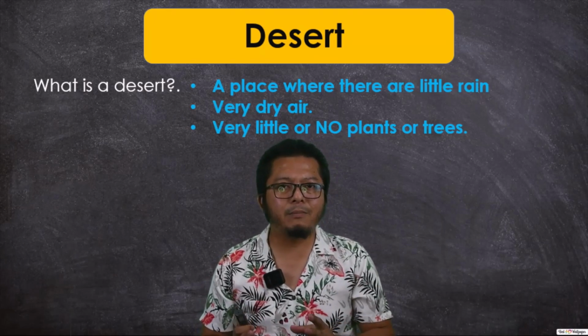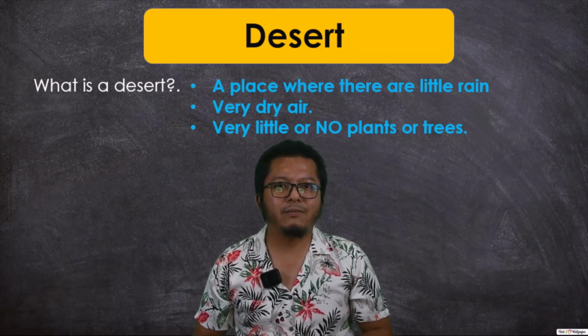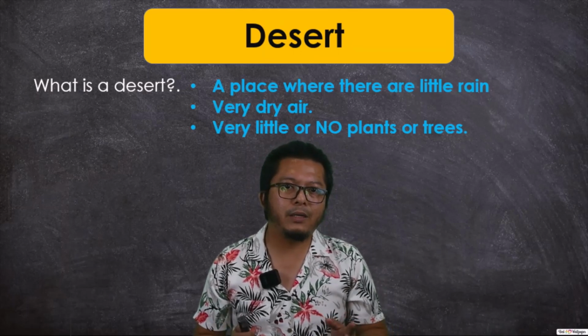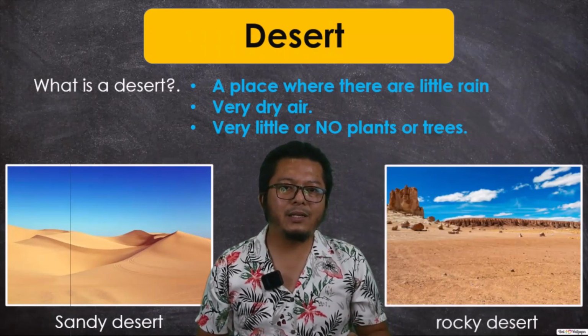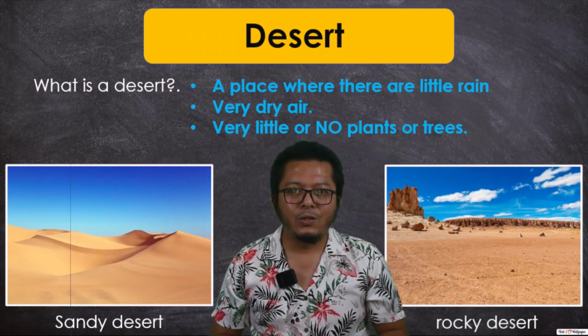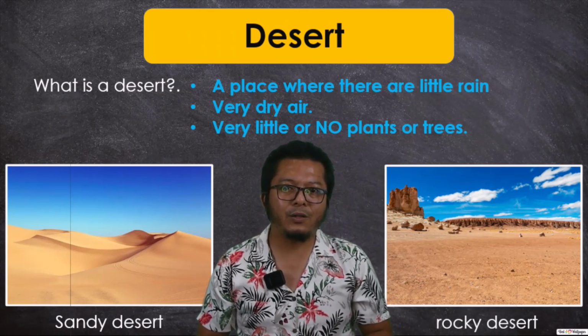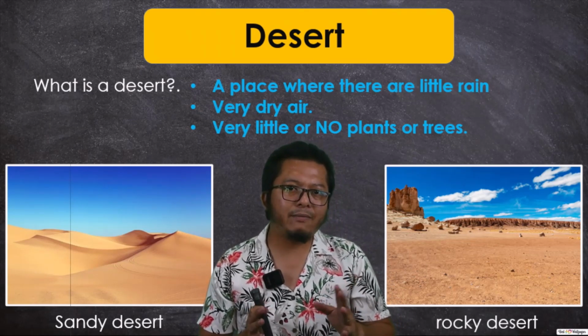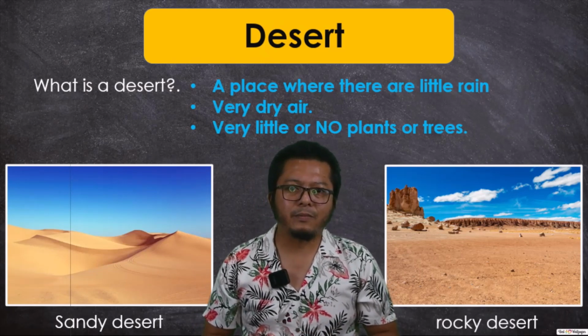Maybe there are some, like cactus. Maybe cactus can survive. It's a maybe, it depends on the place. Examples of desert are sandy desert and rocky desert. So these places, padang pasir, are very hot. Some places have water, of course, but most of these places are hot.